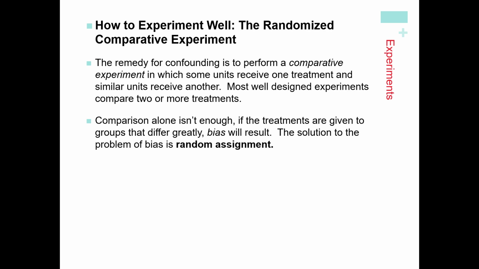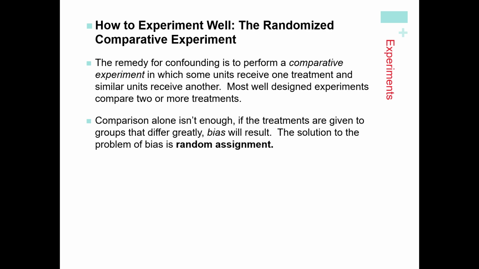So today we're talking about how to experiment well, and what we really want to look at is a comparative experiment that includes random assignment. Last time we talked a little bit about confounding and how we sometimes get into scenarios where our treatment changes more explanatory variables at once than we want. So one remedy for this is to perform a comparative experiment where some units or subjects receive one treatment and similar units receive another. Most well-designed experiments are going to compare two or more treatments.